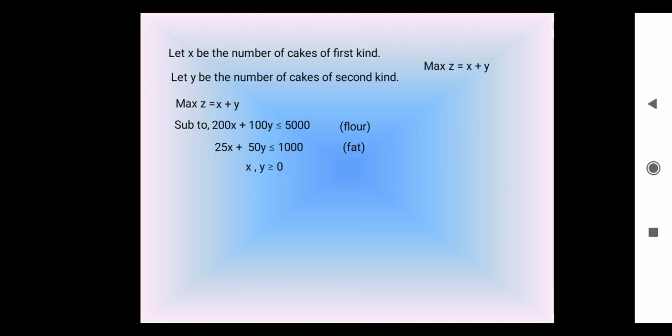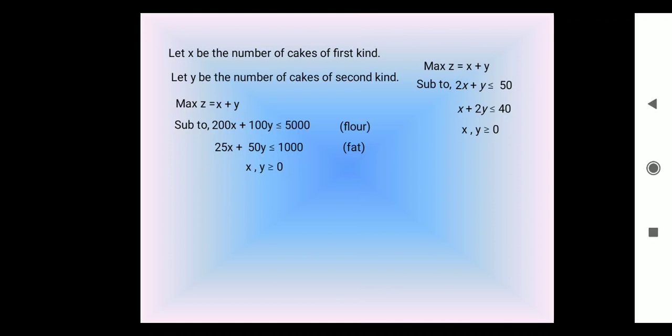Therefore, maximize z equal to x plus y, which is a linear objective function, subject to the constraints 2x plus y less than or equal to 50. Here, we are dividing the first inequality by 100. Then we get 2x plus y less than or equal to 50. And the second constraint is x plus 2y less than or equal to 40. Here we are dividing the entire inequality by 25. Then we get x plus 2y less than or equal to 40. And the non-negative constraint x, y greater than or equal to 0.